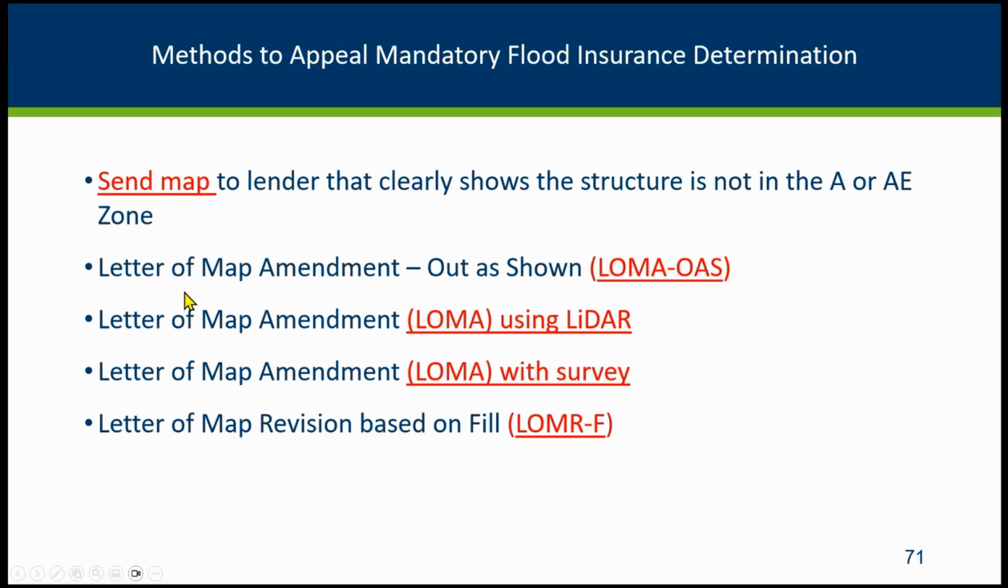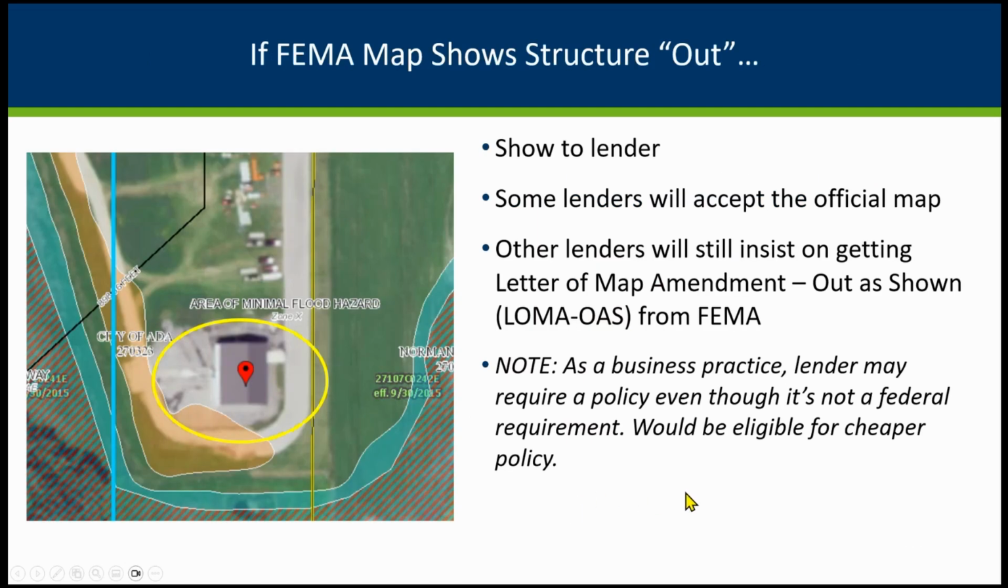But we're going to be focusing on the letters of map amendments and something called a letter of map revision based on fill. These are different from those letters of map revisions I was talking about, where they cut out the old part of the map and insert a new updated map. These are not actually changing the map. They're just a document that shows that, based on better survey information or better elevation information, or in this case, a better map, they're really not in the floodplain. So here's one that is a good example where you would send the map to the lender.